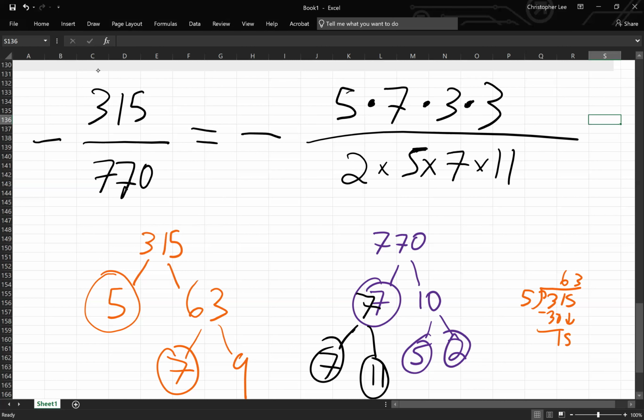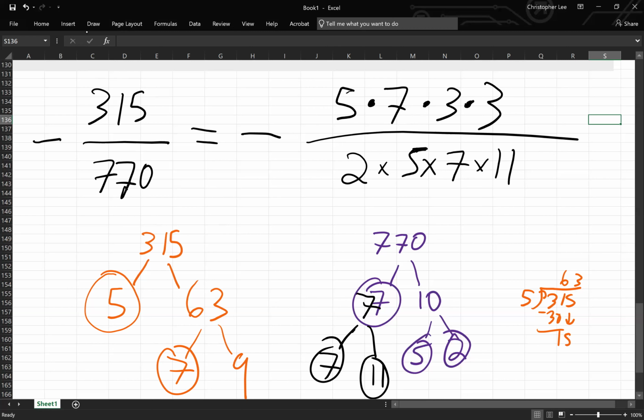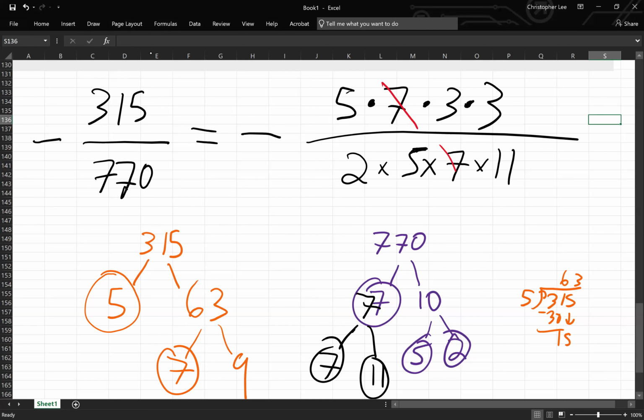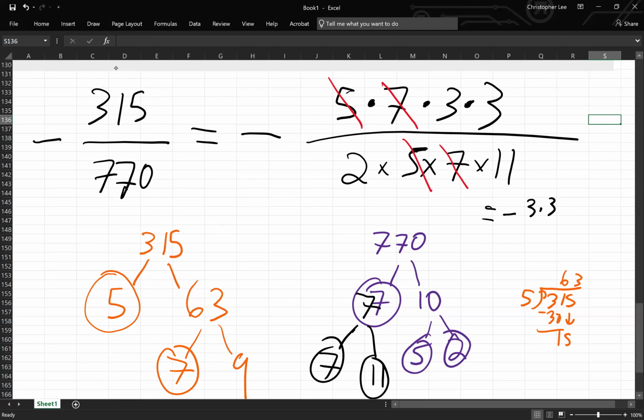Anyway, what am I trying to do here? I want to cross out the like terms, right? So I see a 7 on top. Oops, hold on. I meant to do a different color. So I see a 7 on top. I see a 7 on the bottom. I see a 5 on the bottom. I see a 5 on top. And that's it. That's what I'm left with. I'm left with 3 times 3 over 2 times 11, which is not bad, right? So it'd be negative 3 times 3 over 2 times 11. So this is negative 9 over 22. And that's it. That's the reduced form of this equation.